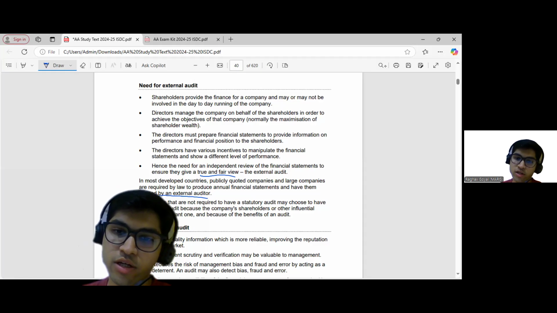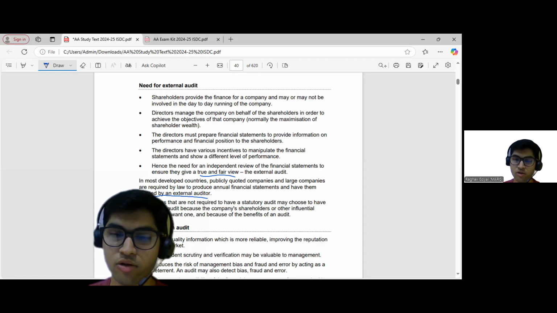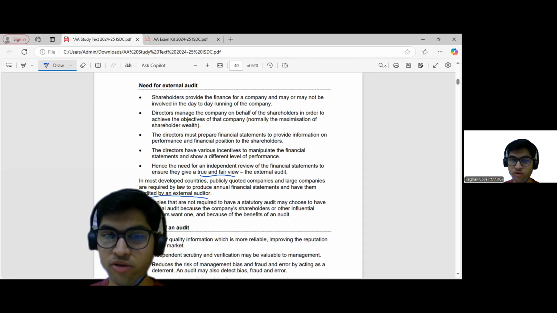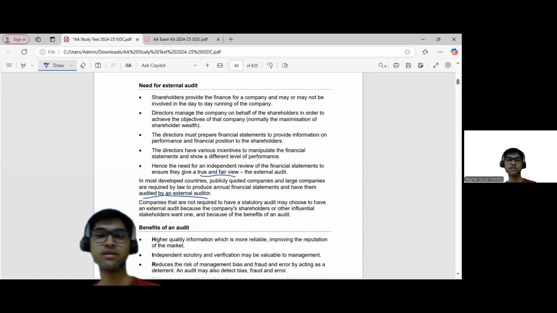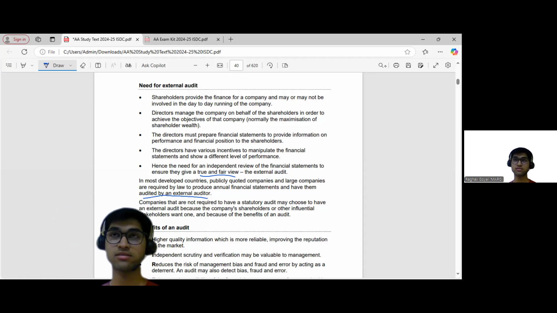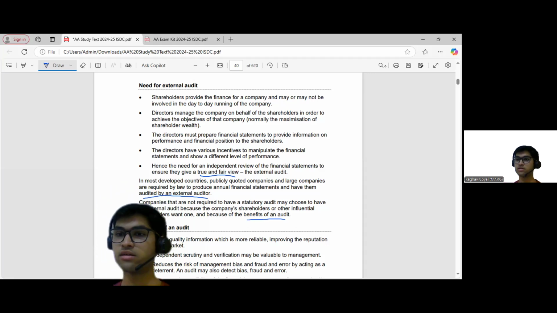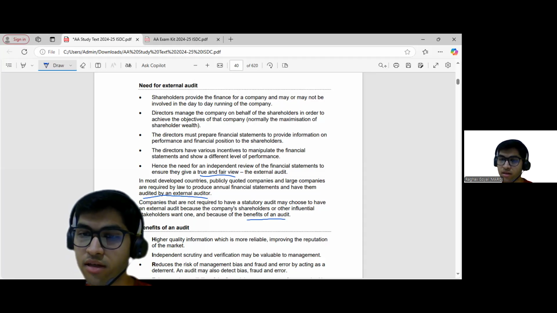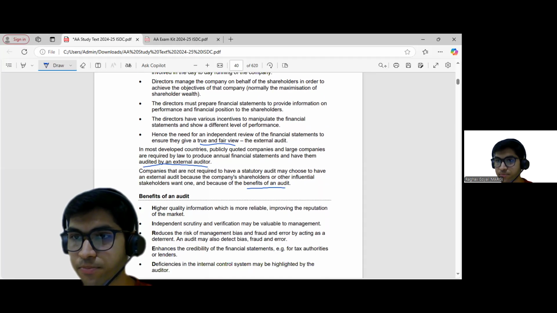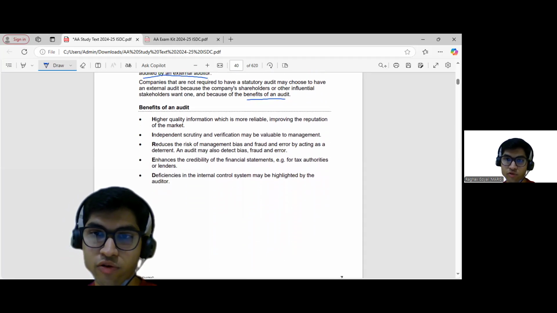Those ones which are not required by law to have a statutory audit, which basically means external audit only, may choose to have them audited because this would increase the confidence that shareholders and other influential stakeholders can place. It can be a benefit of an audit that you will be seen more as a compliant company rather than a non-complying one. Then we have various benefits of audit.